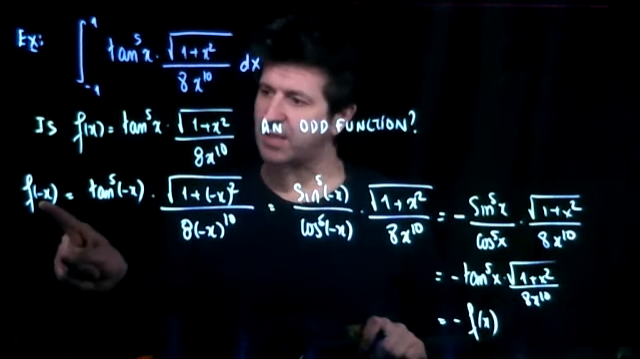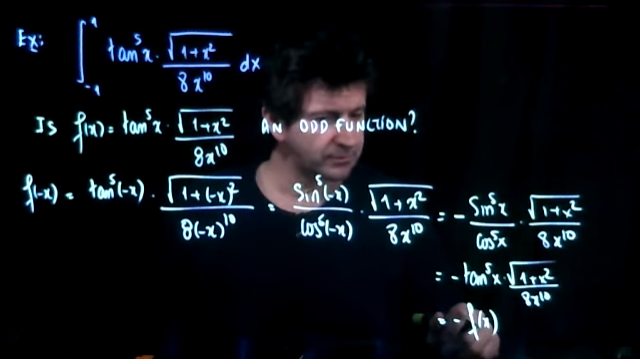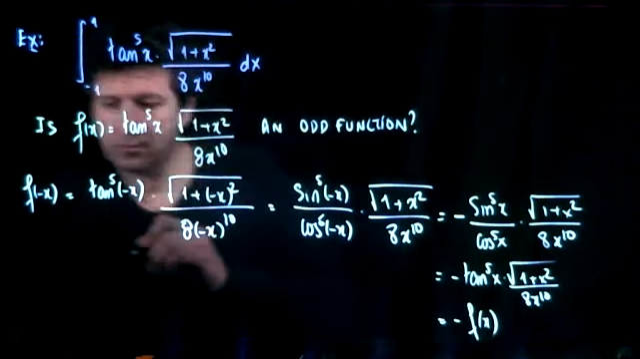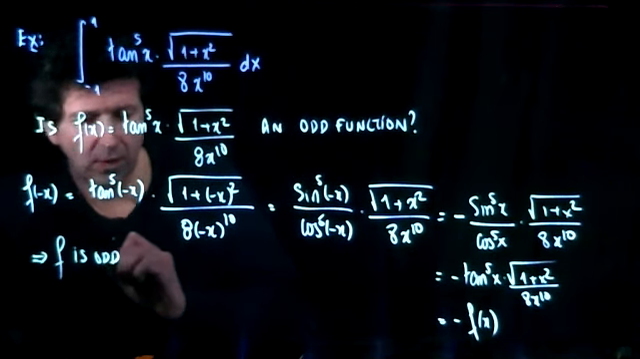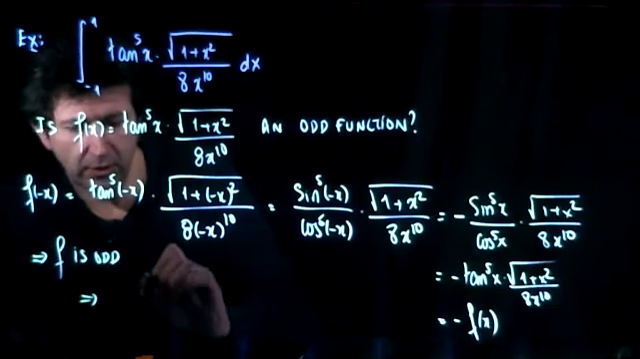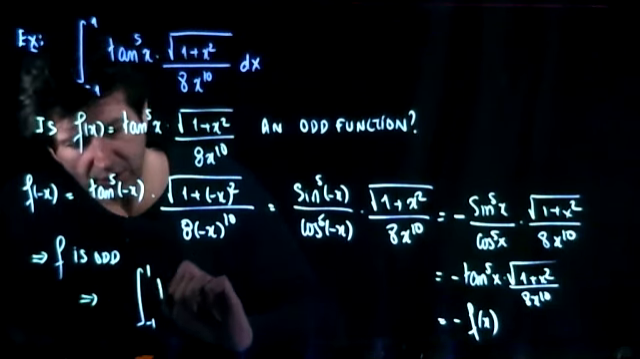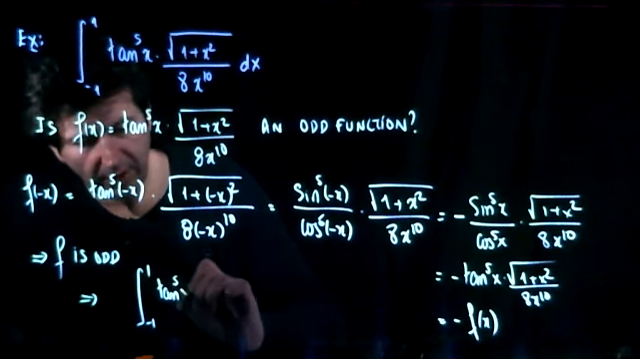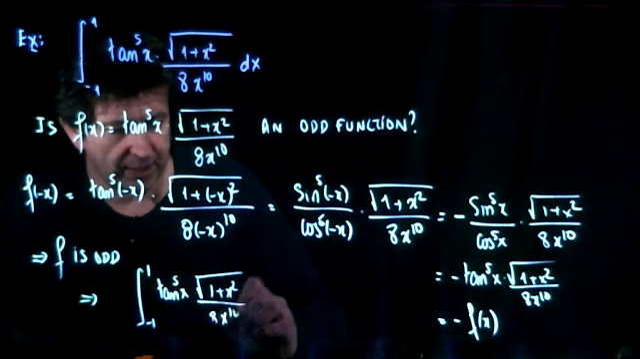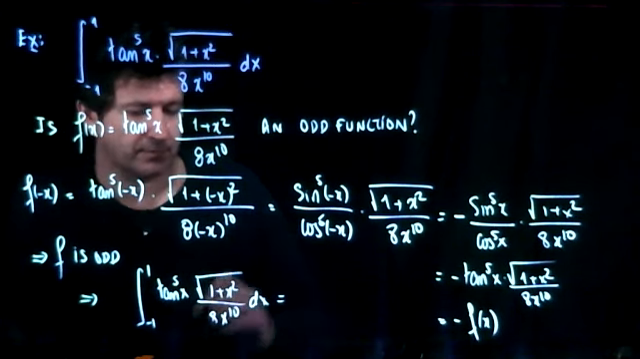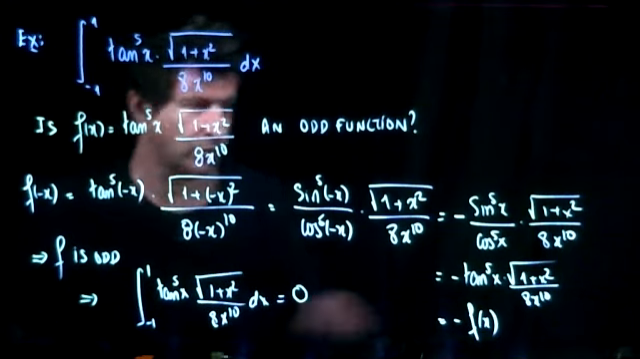Okay, so f of minus x is equal to negative f of x. So it is odd. And so my integral from -1 to 1 of tangent^5 x square root of 1 plus x squared over 8x^10 dx is equal to what? Zero.